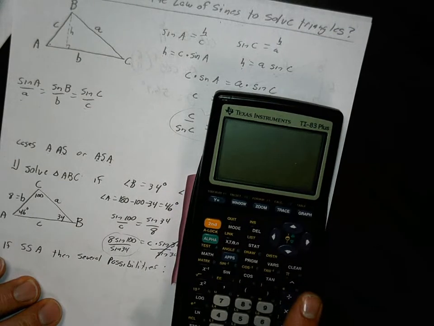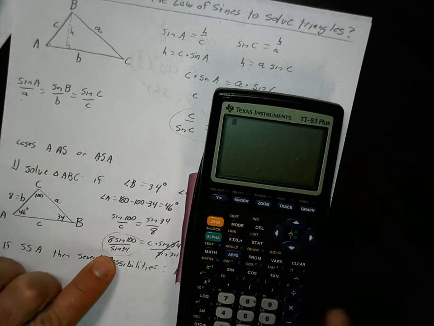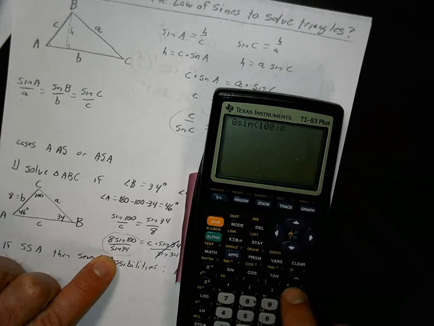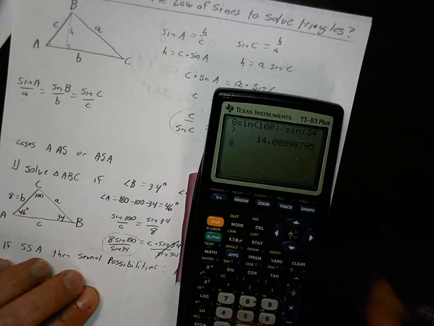If you have your graphing calculator, you can plug this all in at once. So 8, sine 100, parentheses, divided by the sine of 34. And it looks like I get 14.1.